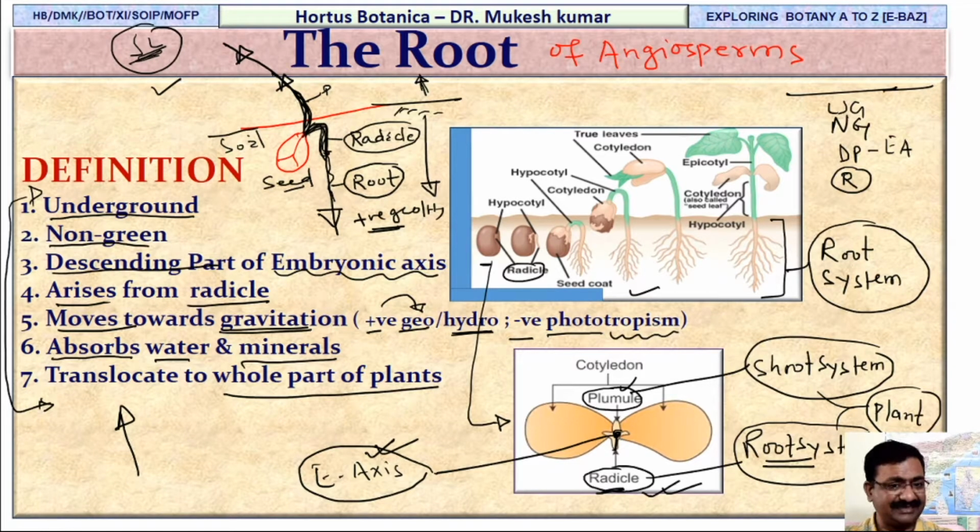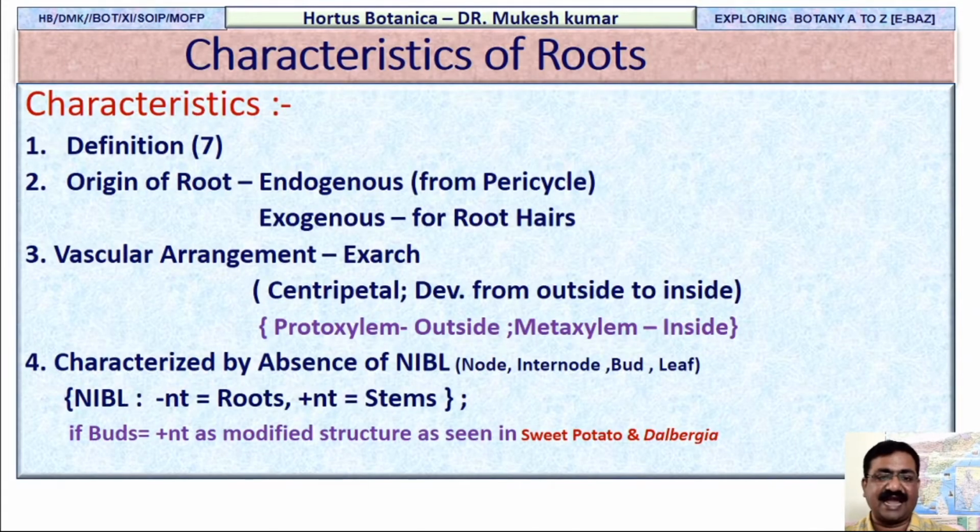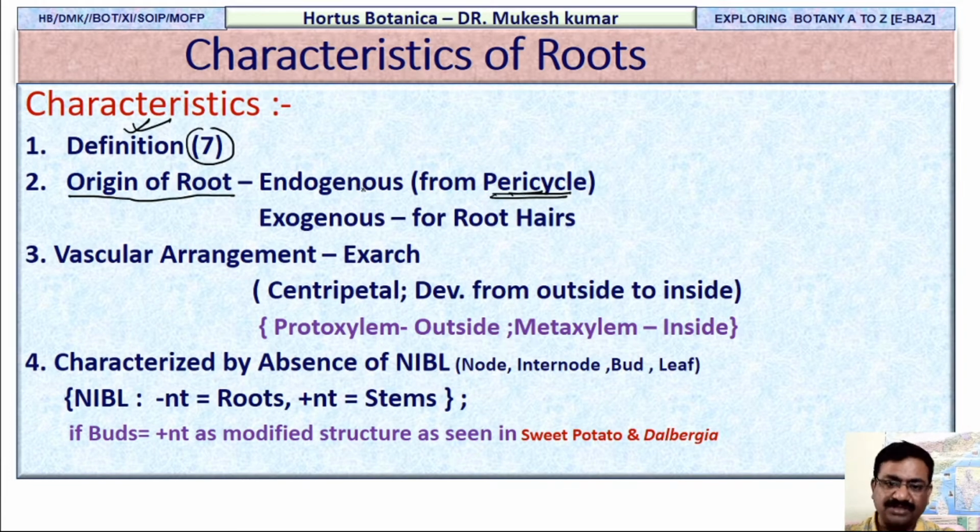You must learn it. Now, what are the characteristics of root? As I told you, these seven points are important, and these characters also come from the definition of the root. Apart from that, consider the origin of root. Roots arise from the pericycle, which is present inside the endodermis. So the origin of root is endogenous.